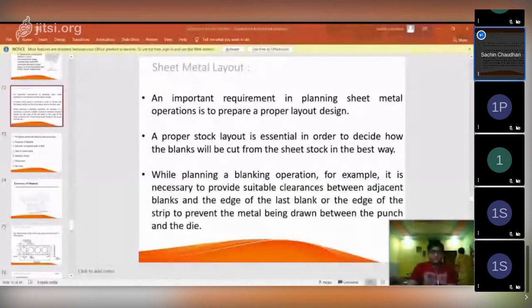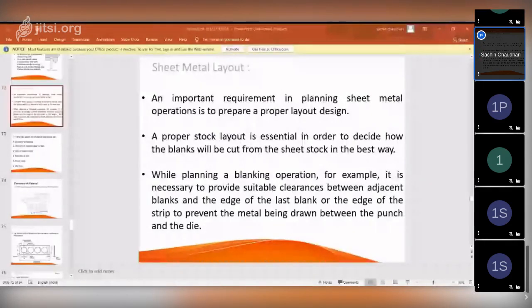Okay, while planning blanking operation, for example, it is necessary to provide a suitable clearance between the adjacent blank and edge of the blank, edge of the last blank, or edge of the strip to prevent the metal being drawn between the punch and die. That's why this layout is shown.